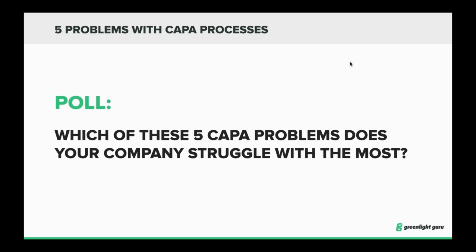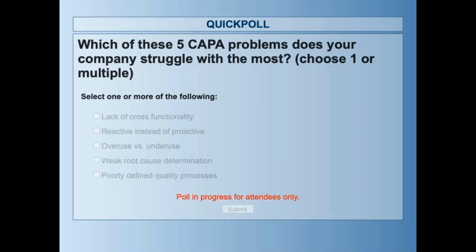But if you don't mind, send a challenge or send a comment in as to which of these challenges you're struggling with. Again, the options are lack of cross functionality. Oh, wait, here we go. Looks like it's rolling now. There's always some form of technical challenge encountered during these things. So we'll give it just a few more seconds.